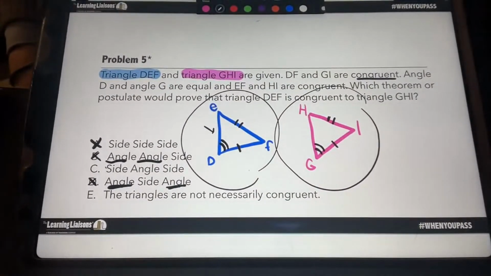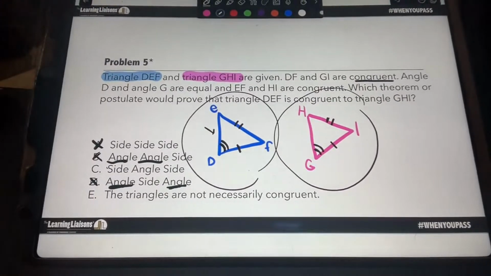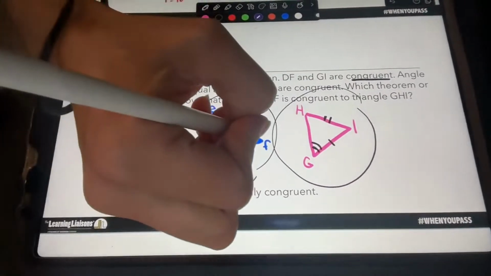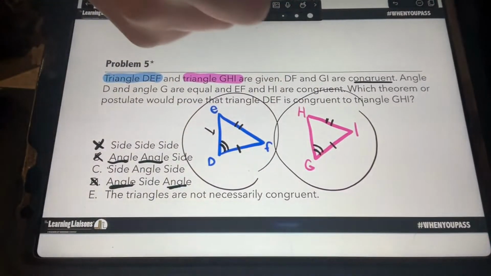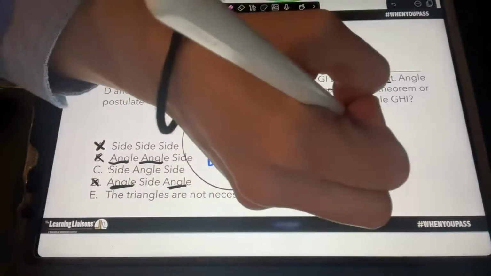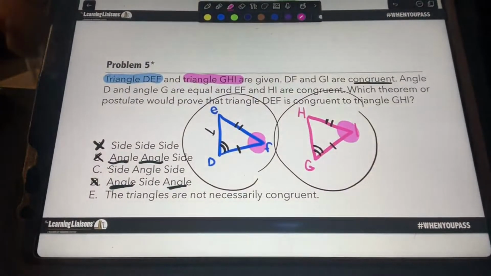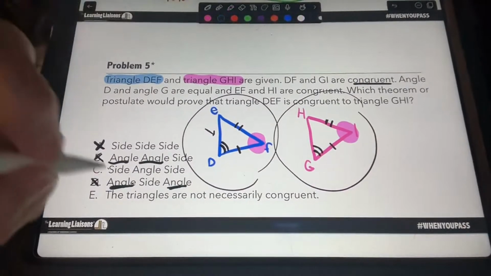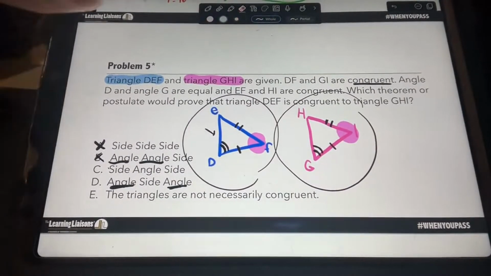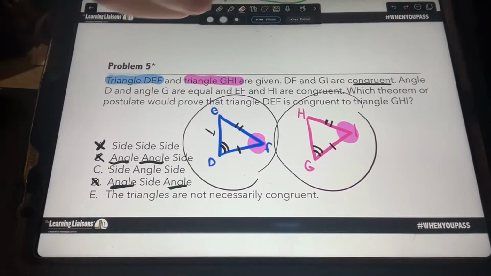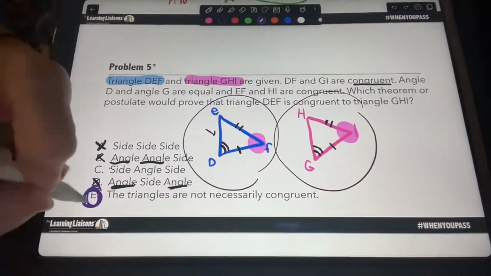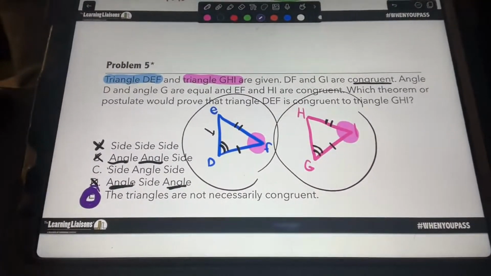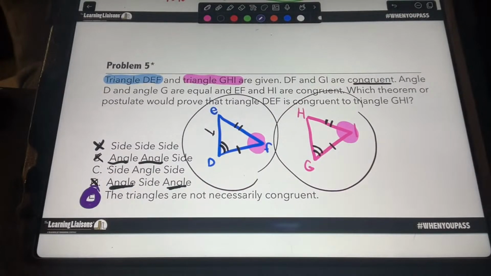Is the angle sandwiched between the two sides? No, it would have to be this angle right here for it to be side, angle, side. And because it's not, we cannot prove that these triangles are congruent.